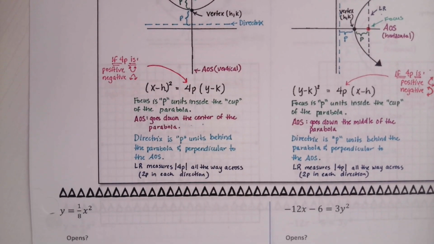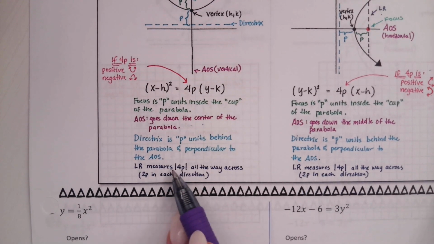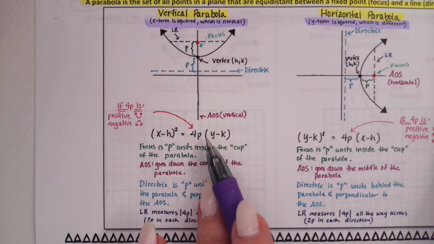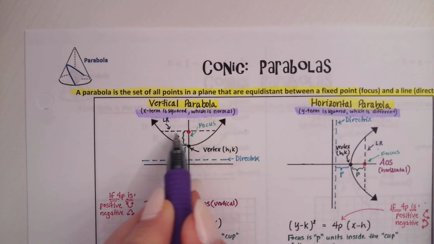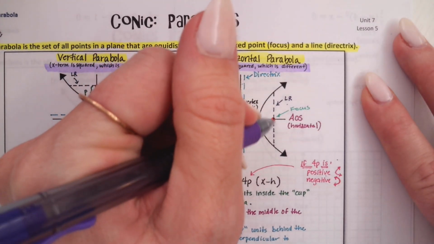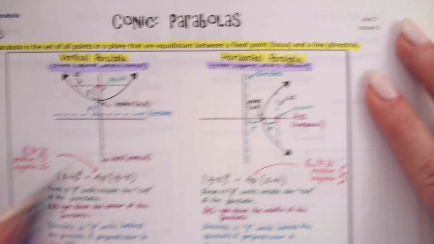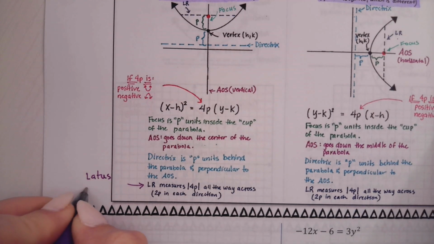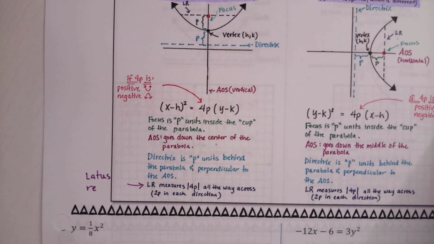LR actually stands for latus rectum. Yeah, it's the booty of a parabola. How wide the booty is. LR measures the absolute value of 4p all the way across. So if 4p is negative, you just have to think about it without its sign. So all the way across, the latus rectum would measure exactly what your 4p number is. I'll put a little reminder here. Latus rectum, the width of the booty.